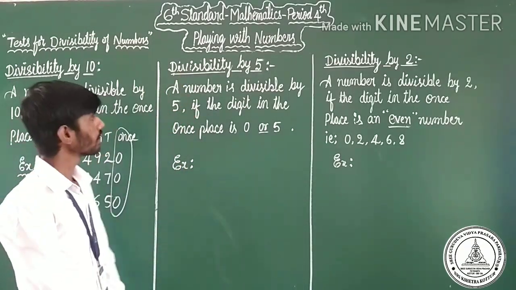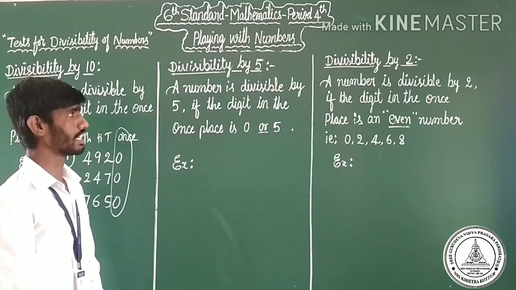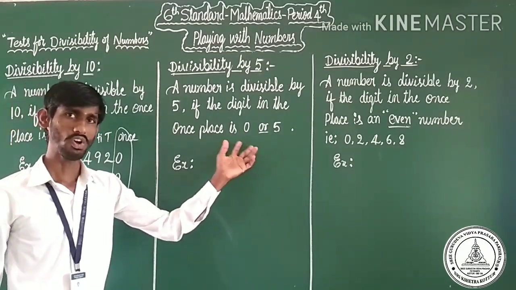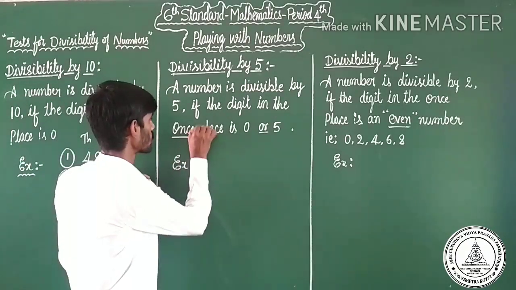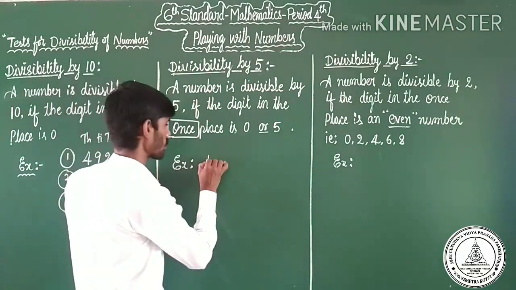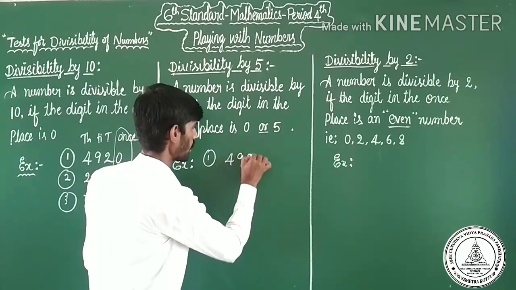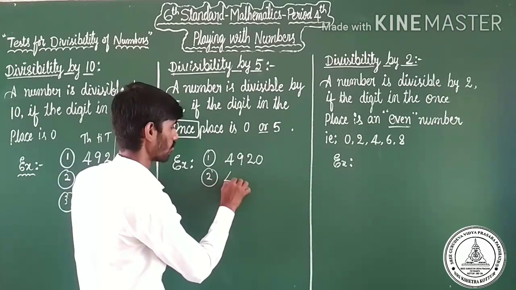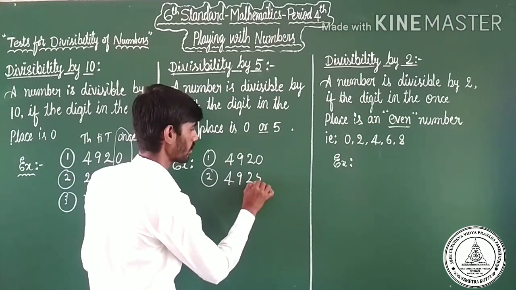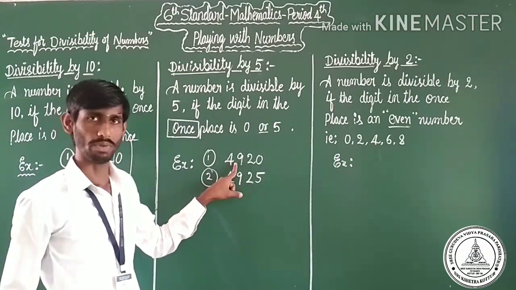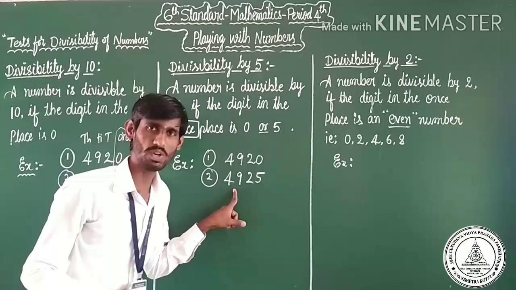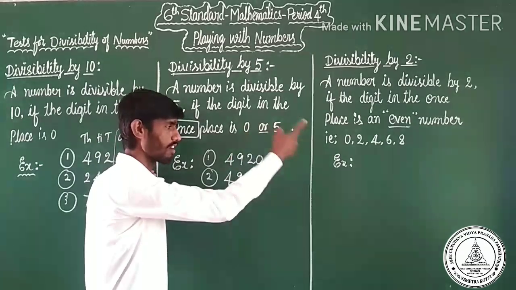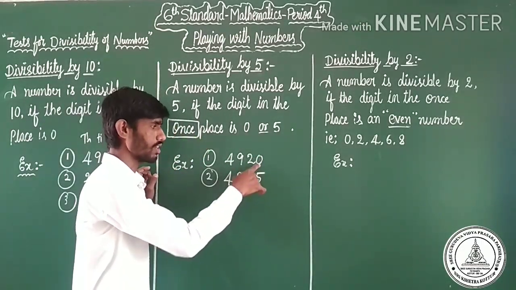Divisibility by 5. A number is divisible by 5 if the digit in the ones place is 0 or 5. Here there are two options, 0 or 5, in the ones place. Observe the first example, 4920. Next example, I change the number: 4925. It also passes the divisibility by 5. So, according to the condition, the ones place must be 0 or 5. Here it is 0, here it is 5.